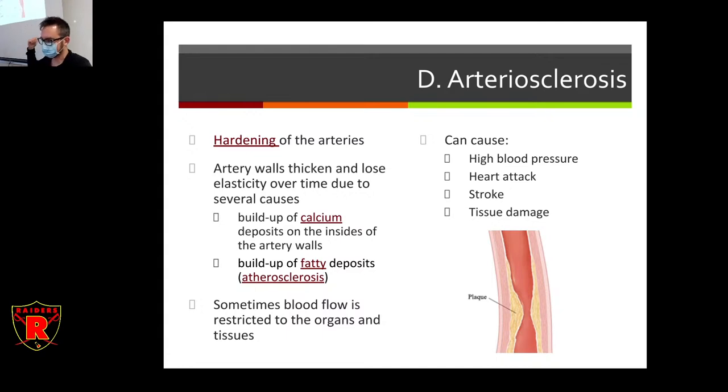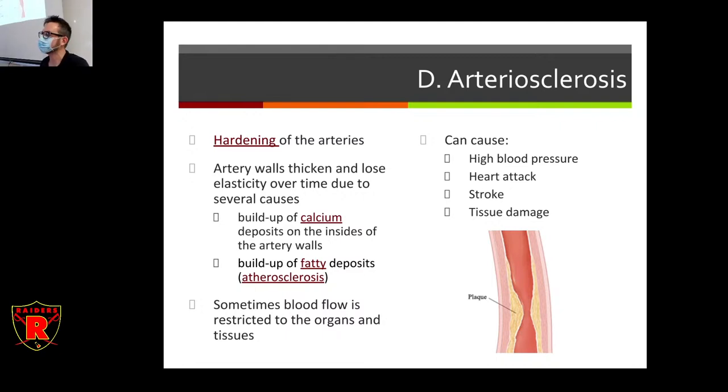And as mentioned here, it leads to chronic high blood pressure, heart attack, stroke, other types of tissue damage. It is unfortunately part of the natural aging process to get some arteriosclerosis. So you do get some as you age. It's just a natural part of the aging process. However, not getting enough physical activity and having a poor long-term diet can rapidly increase the amount of arteriosclerosis that you do get.